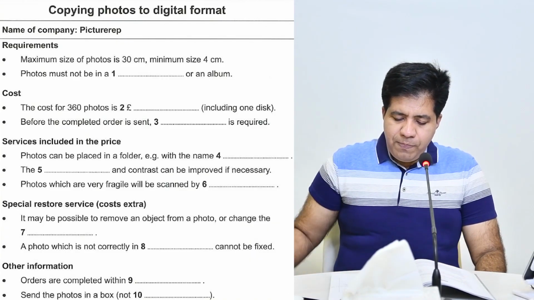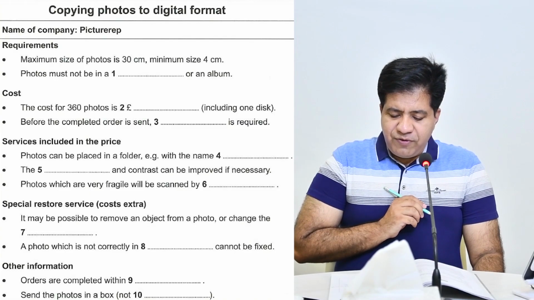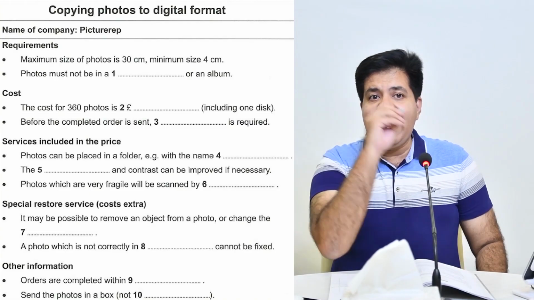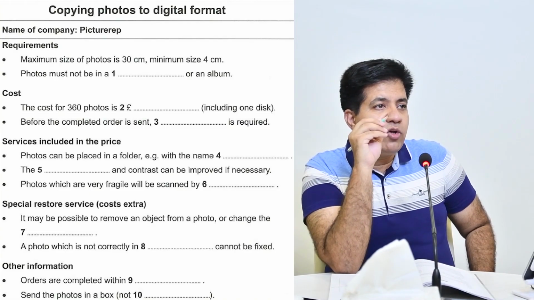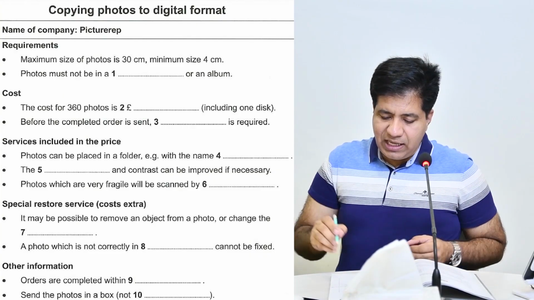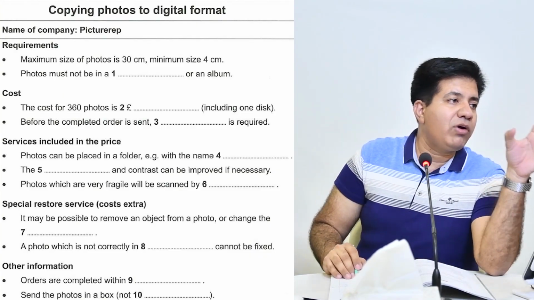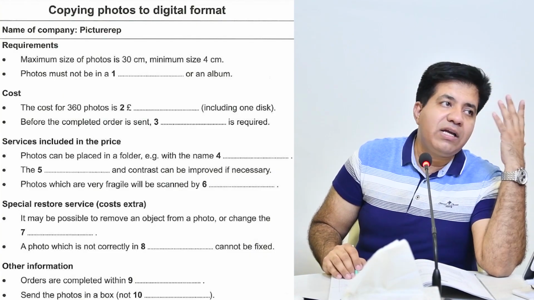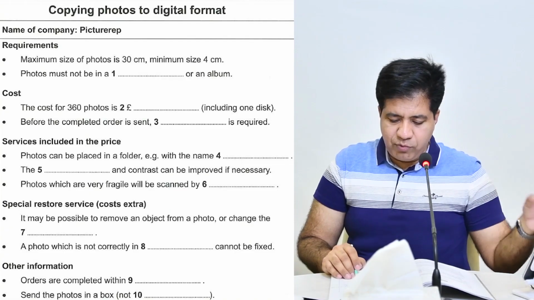Anyways, let's go on. Next, a photo which is not correctly in dash. Now let's see, a photo which is not correctly in something cannot be fixed. They will talk about a photo which cannot be fixed. They'll say, we can't do anything about it. So let's see what type of photo that is.